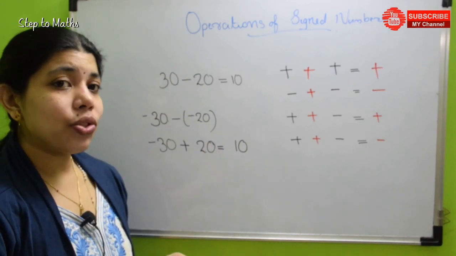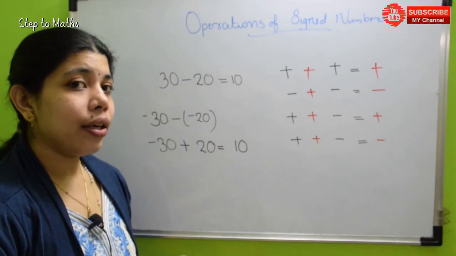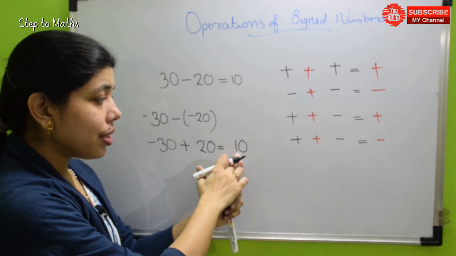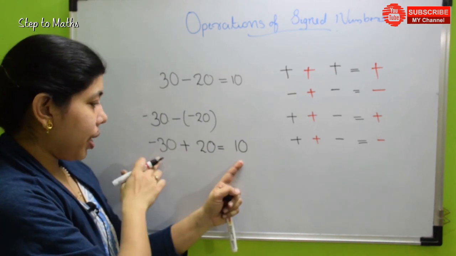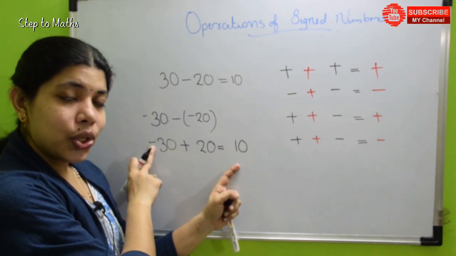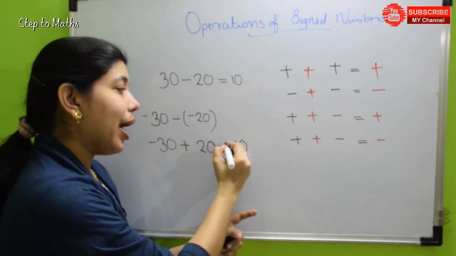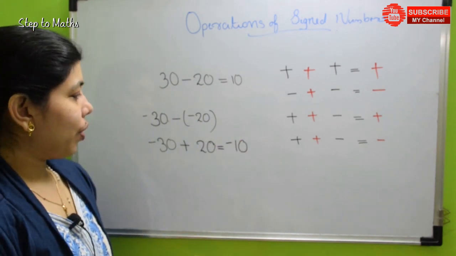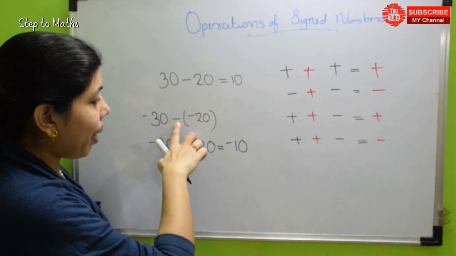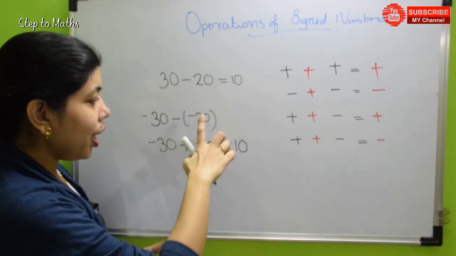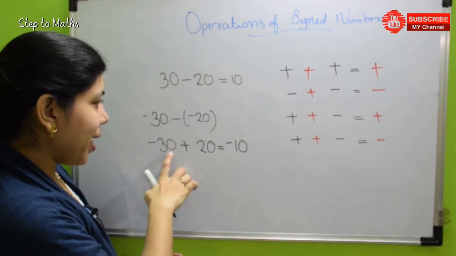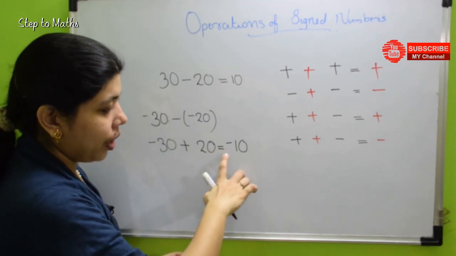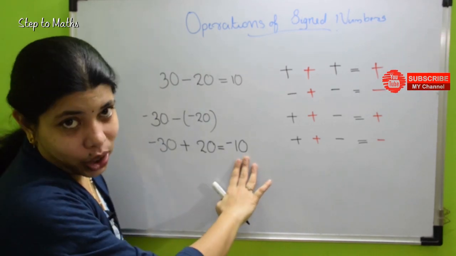And then what is next? What about the sign? The sign of the sum is the sign of the larger number. Here 30 is the larger number and its sign is negative. So minus 30 minus minus 20 we can rewrite as minus 30 plus 20, that is equal to minus 10.